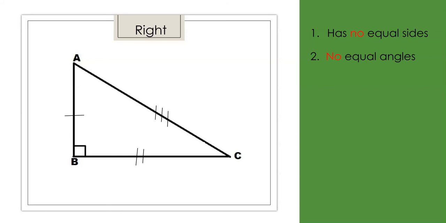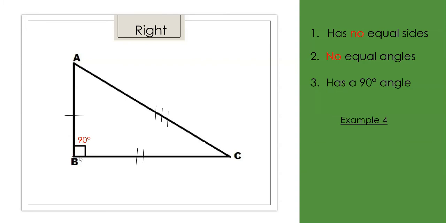But what's different between the right triangle and the scalene triangle is that you're going to make an observation over here in this corner. You're going to see a little square, and this is showing that this is a 90 degree angle. A lot of times they do not write this 90 degrees right here. If they just show this little square, then you will know that this angle will equal 90 degrees.